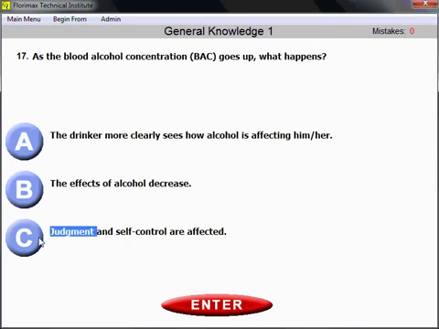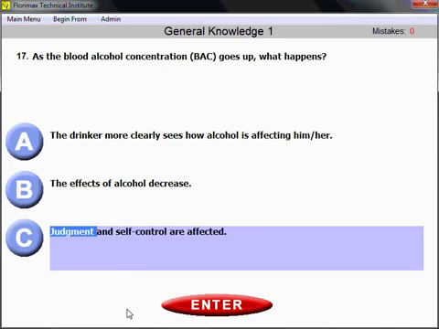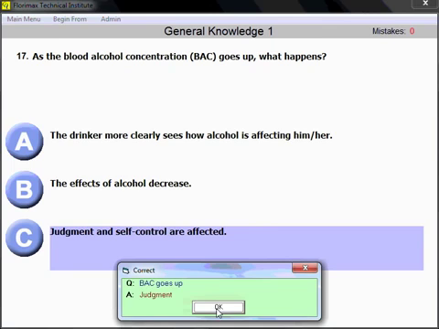Judgment, that's the first thing which affects your ability to drive, your ability to control, and self-control. Judgment and self-control are affected.